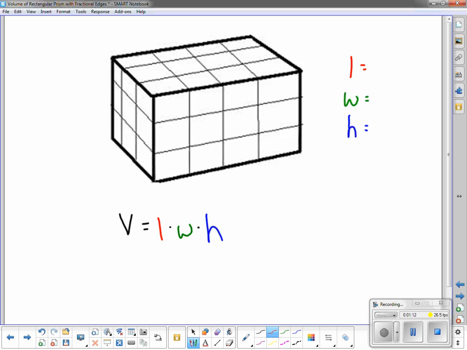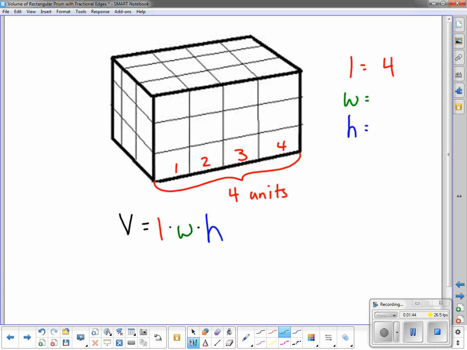So we're going to call the length the long side. We'll usually call it the one in the front here. So as I measure the length of this, all I'm doing is counting how many cubes there are. So I have 1, 2, 3, 4. So that means that I have 4 units as my length. So over here, I'm going to say length equals 4.